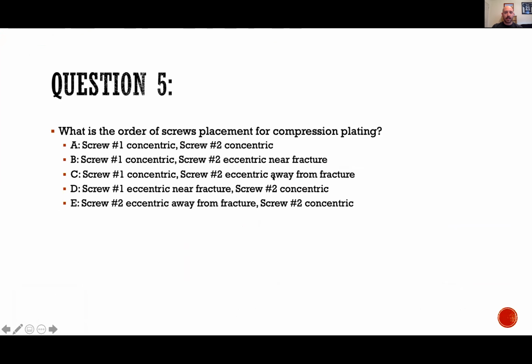Alrighty, and then this is the last question. Again, this one's a little bit technical. So when you're dealing with compression plating, what's the order of your screws going to be? Is your first screw concentric or is it eccentric? And if it's eccentric, should you put it near the fracture site or away from the fracture site?